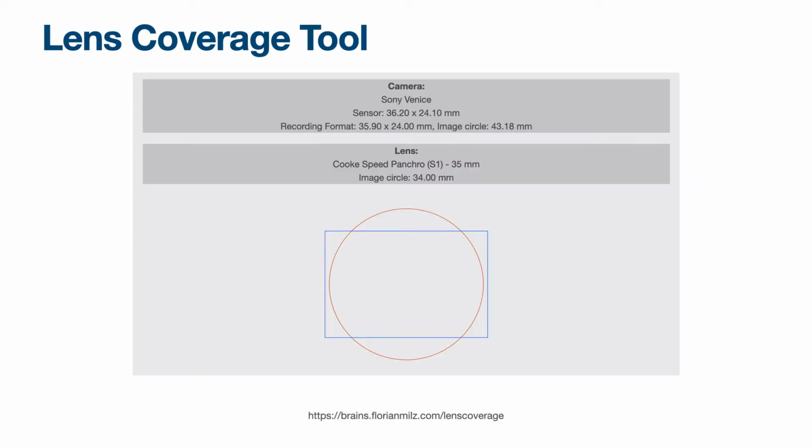Using the lens coverage tool, which I spoke about earlier, here I have input the Sony Venice sensor at full frame 3x2 and selected the Cooke Speed Panchro, which is actually designed for the Super 35 format. As you can see, the image circle of the lens in red cannot cover the 3x2 sensor in blue. We would actually see the lens barrel.